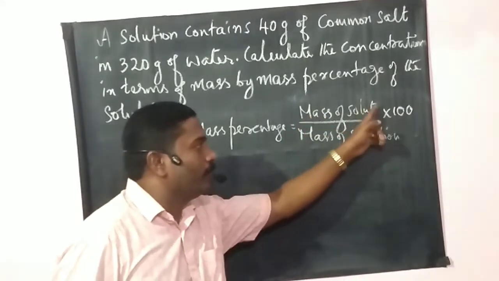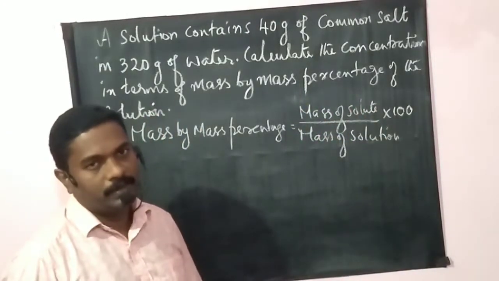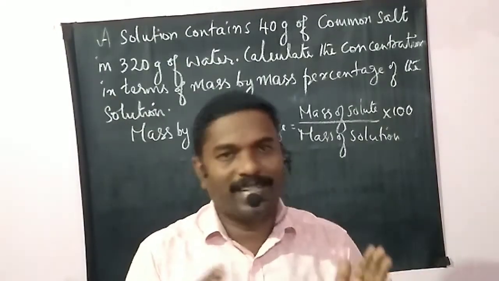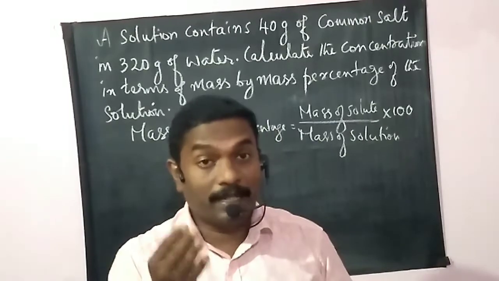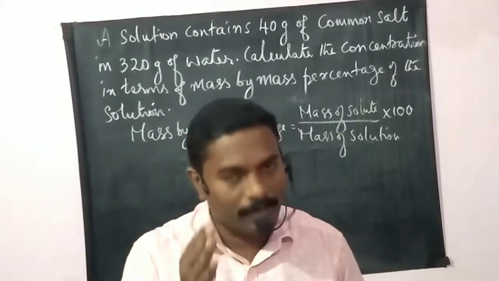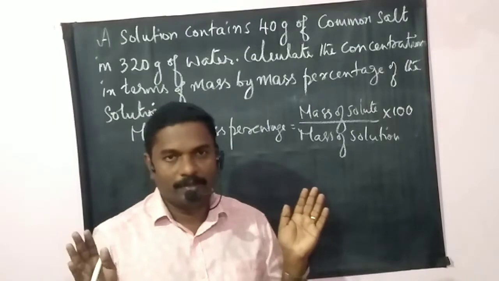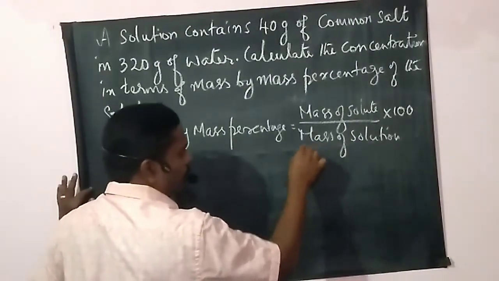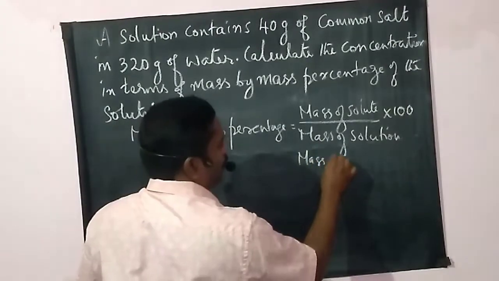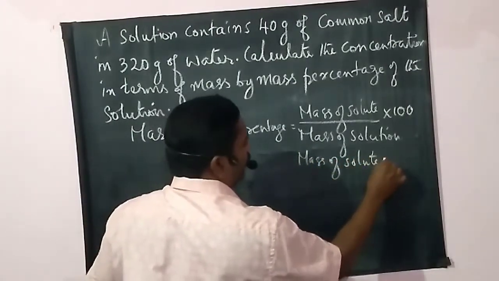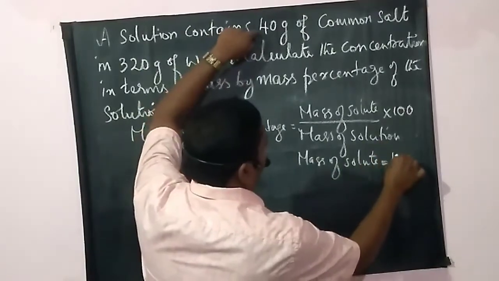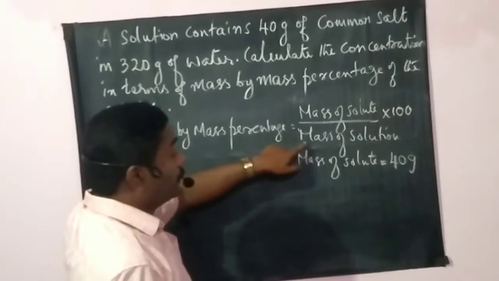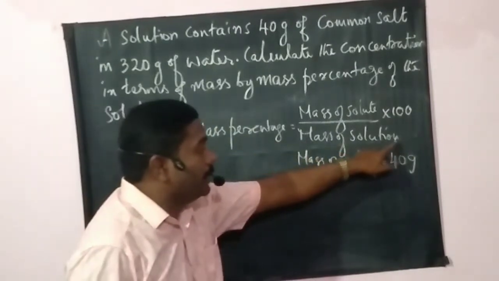See, mass of solute. Here as we know, the solution is prepared by mixing common salt in water. So which is the solute here? Common salt, no doubt. Okay. So mass of solute is equal to how much? 40 gram. Okay. Yes. Then what's our next we want to find?